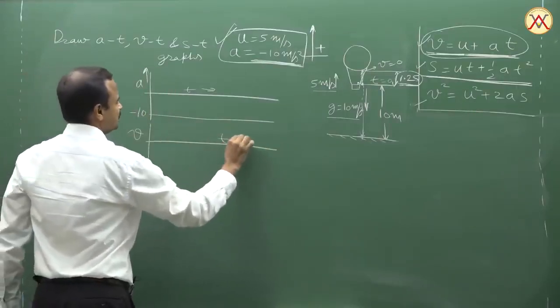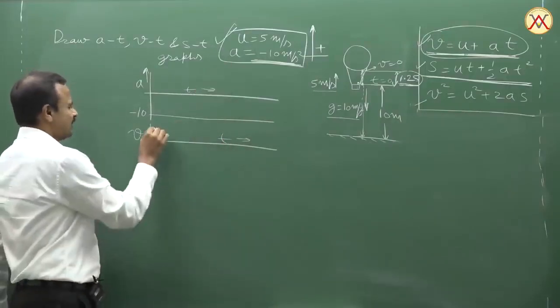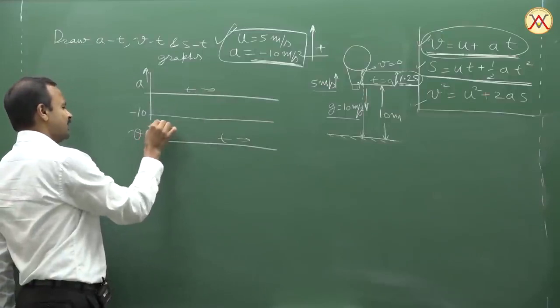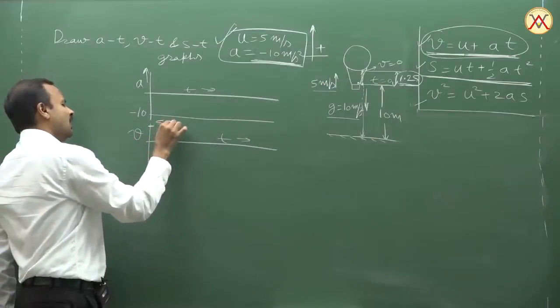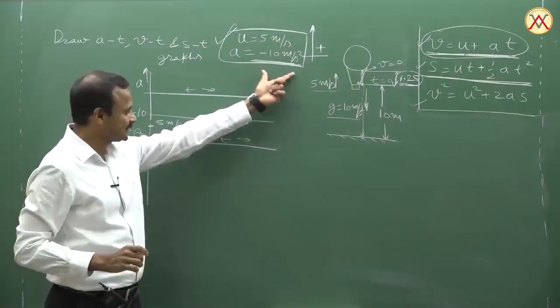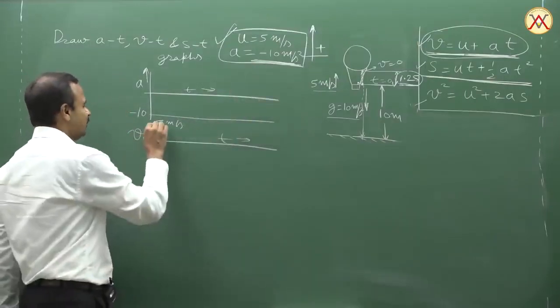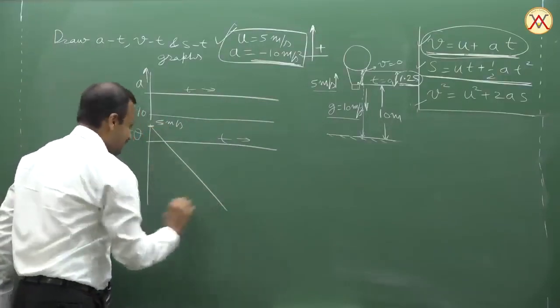V-t graph. Initial velocity is 5 meters per second, maybe somewhere here. But then it is decreasing. So this graph will have a negative slope. So it may look somewhat like this.